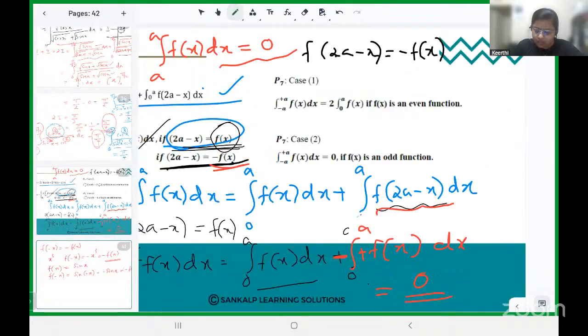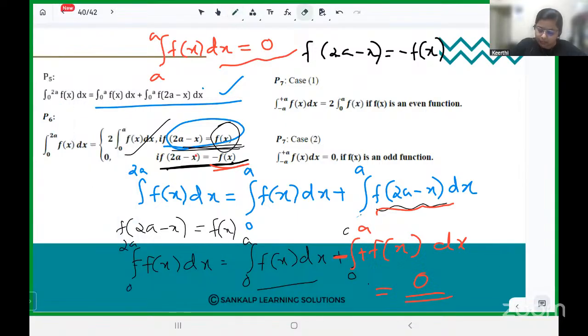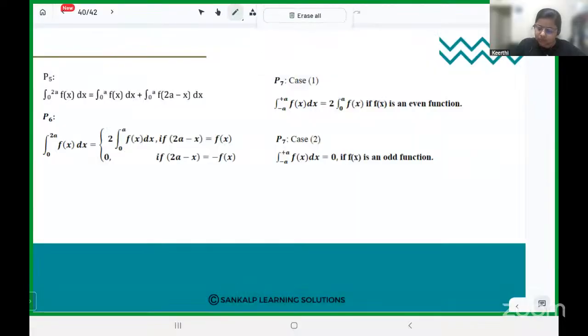Now we can discuss the last property of this chapter. It is integral from minus a to a, f of x dx, which can be written as 2 into integral 0 to a. So the simplification becomes easier if you apply this property. When f of x is an even function, we can write the value of this definite integral as 2 into integral 0 to a f of x dx.